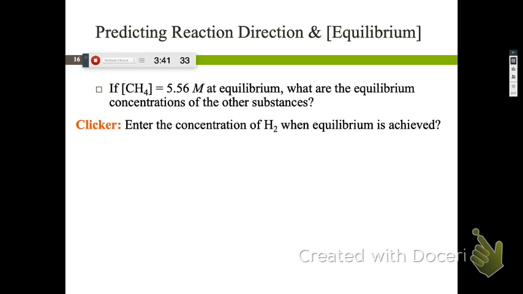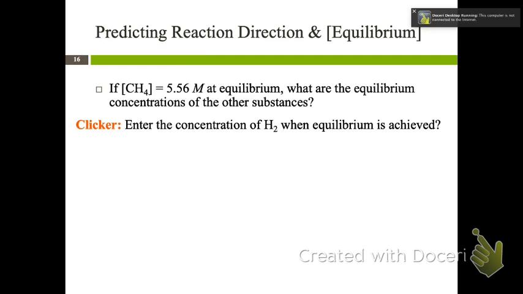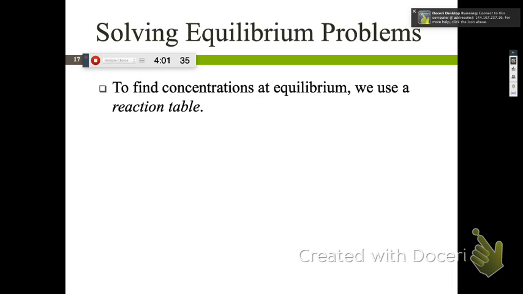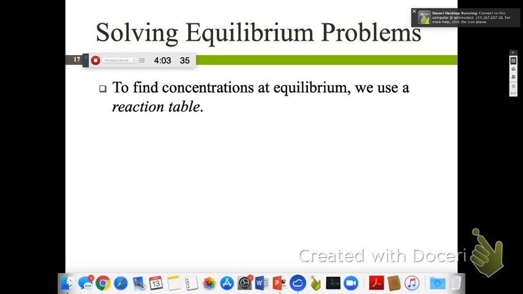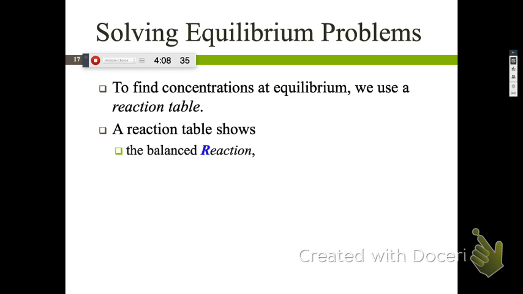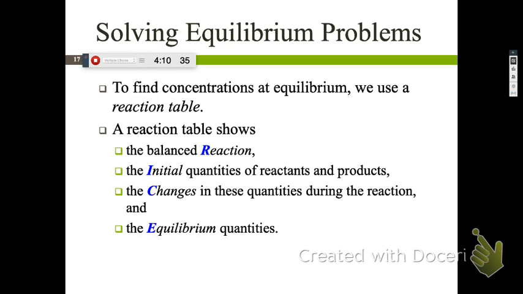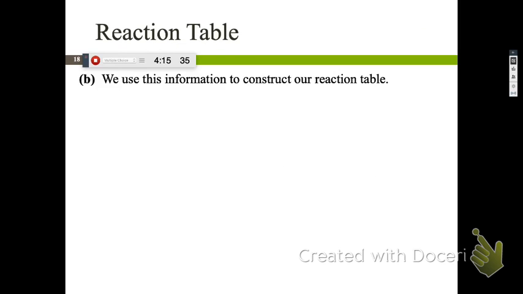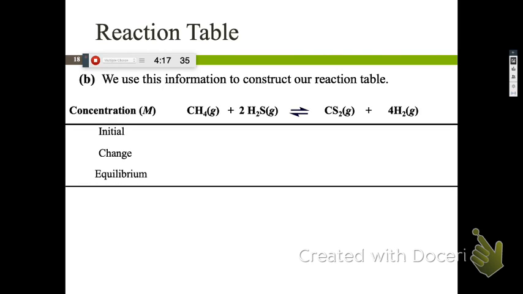If we know that at equilibrium we end up with 5.56 molar of methane, how does that help us figure out what the final concentrations of all these things get to at equilibrium? So this is where a rice table comes in. What is our initial concentration? What changes and what is equilibrium concentration? Have you guys seen one of these before?